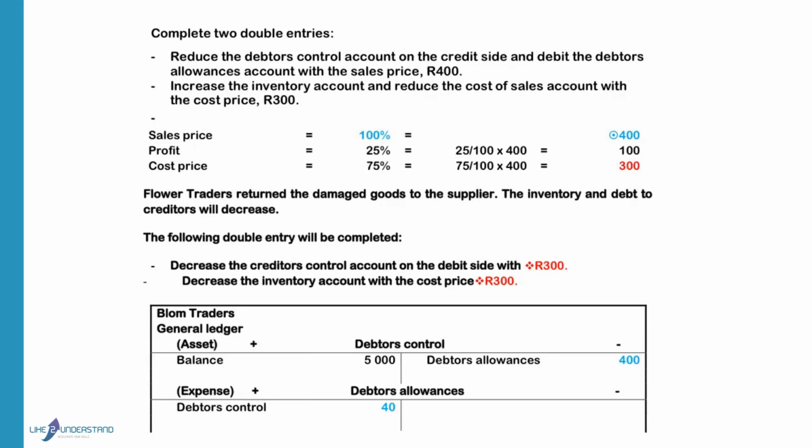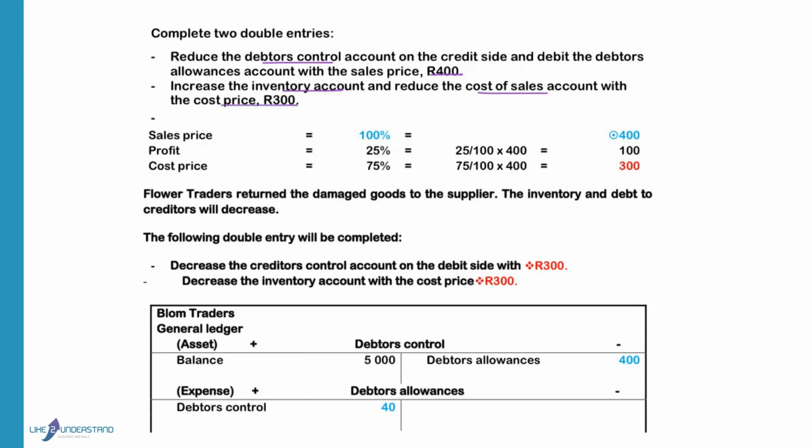You have to complete two double entries to reduce the debtors control on the credit side and debit the debtors allowances account to reduce the income with a sales price of 400. Increase the inventory account and reduce the cost of sales account with a cost price of 300.